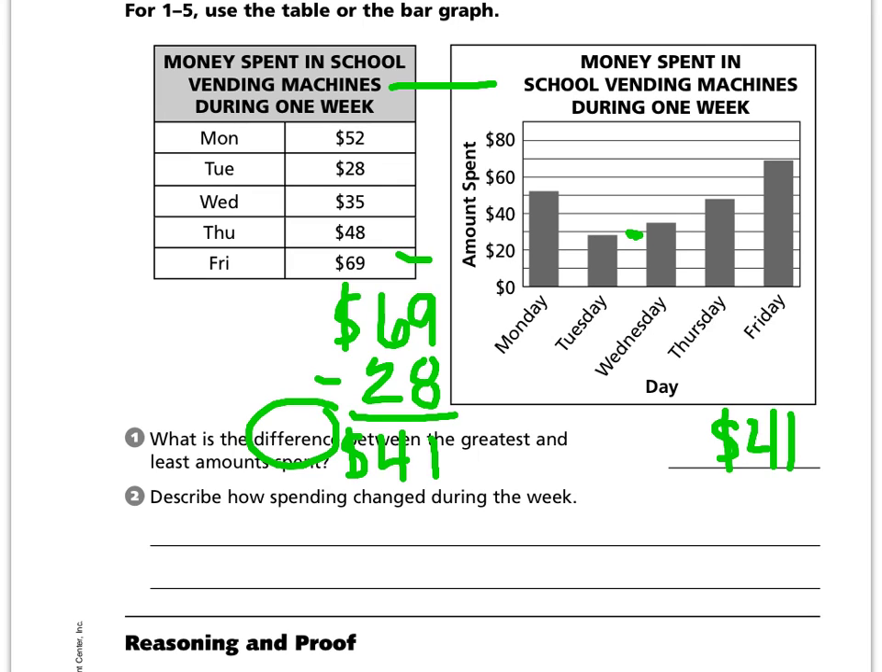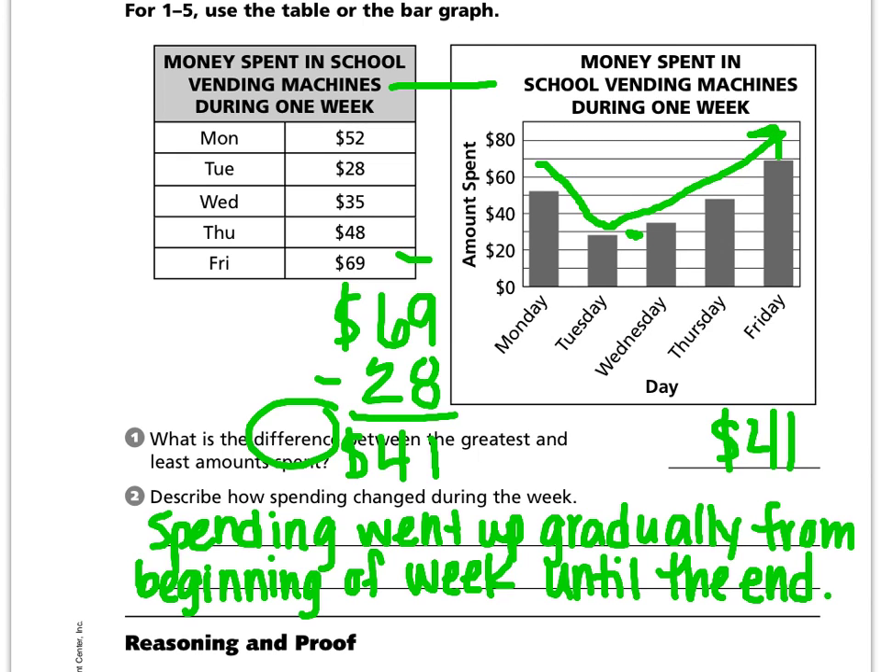You now need to describe how spending changed during the week. So visually we can tell that people started buying on Monday, then stopped, and then spending went up gradually. Make sure that you have an explanation that explains that spending is increasing towards the end of the week.